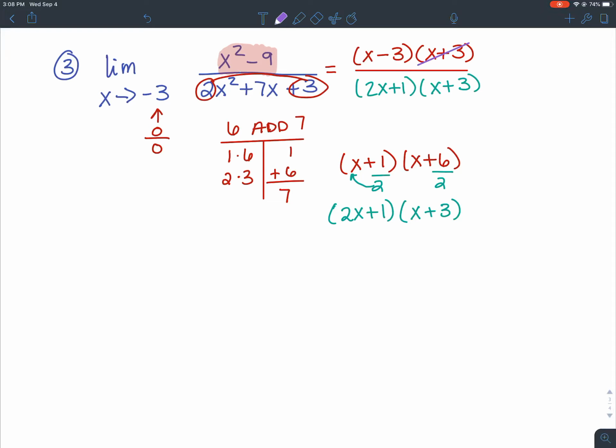This is canceled, just like school is canceled. This is canceled, and we are left with the limit as x is approaching -3 of x minus 3 and 2x plus 1. Okay, so then I'm going to plug in. We factored, we canceled, we plug in. So -3. -3 on the top is going to give me -6. -3 on the bottom is going to give me -5. So the final answer is 6 over 5.